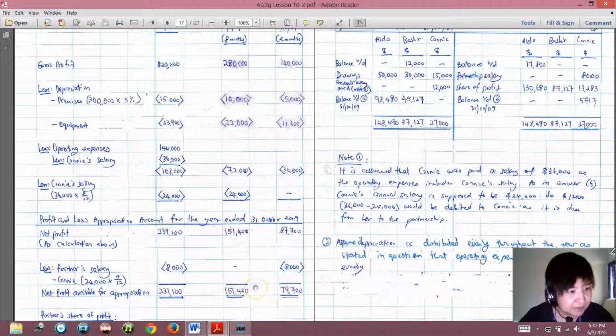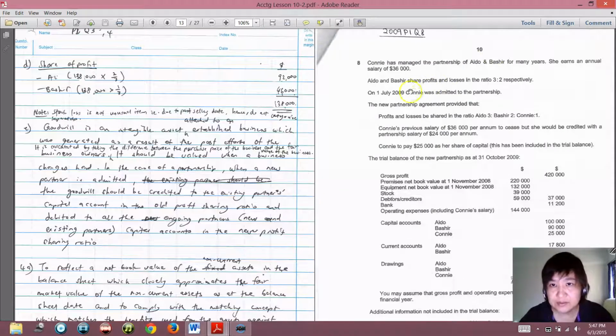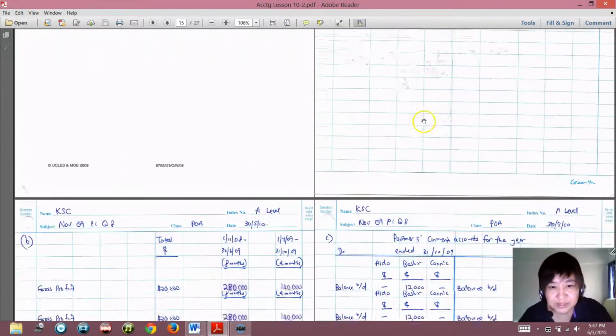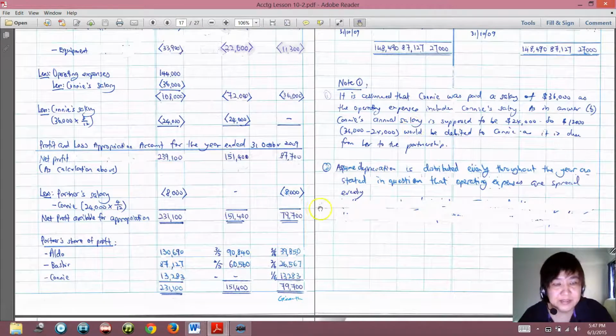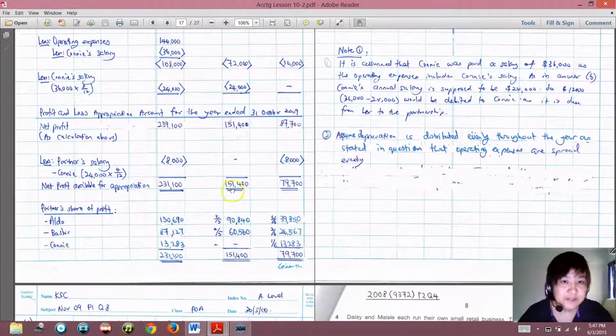You see what the question says. It says profit and loss, and there's only partner salary. The question didn't say that there is interest on drawings or interest on capital. Since the question didn't say there is interest on capital, we assume there's no interest on capital. So only partner salary. Then this comes to the net profit available for appropriation, for sharing. For the first 8 months up to 30 June 2009, Aldo and Bashir will be sharing profit at a ratio of 3:2.